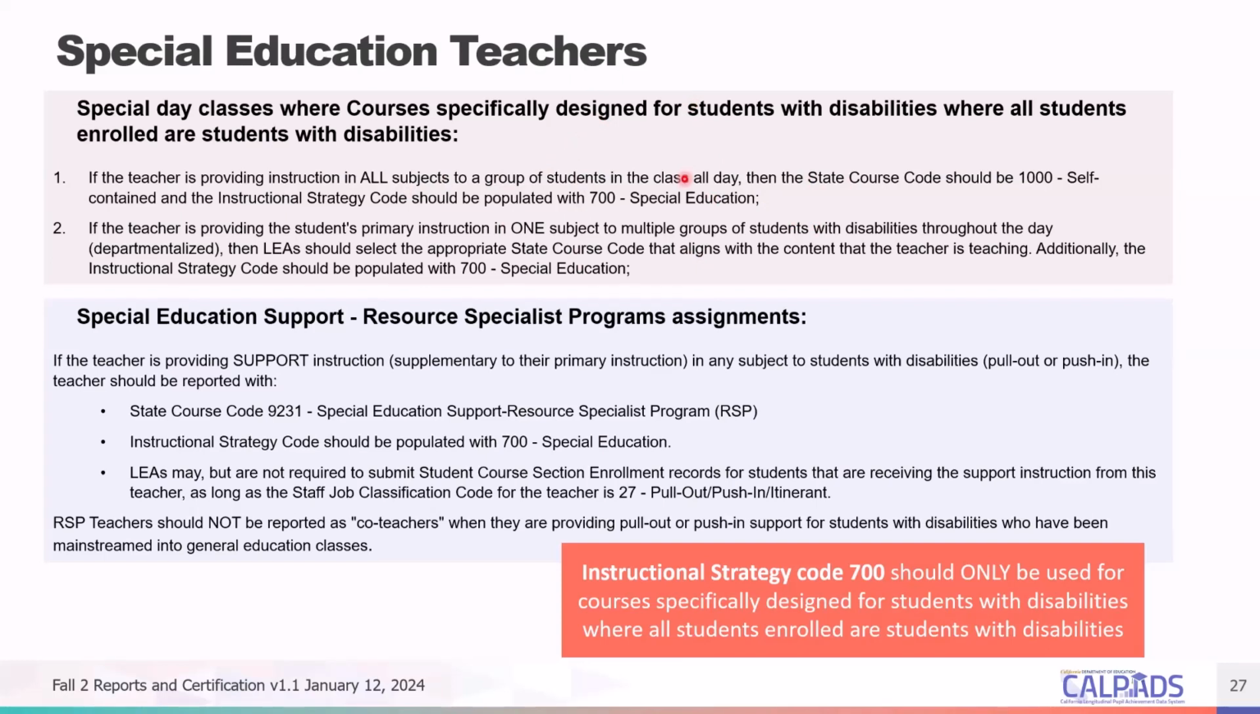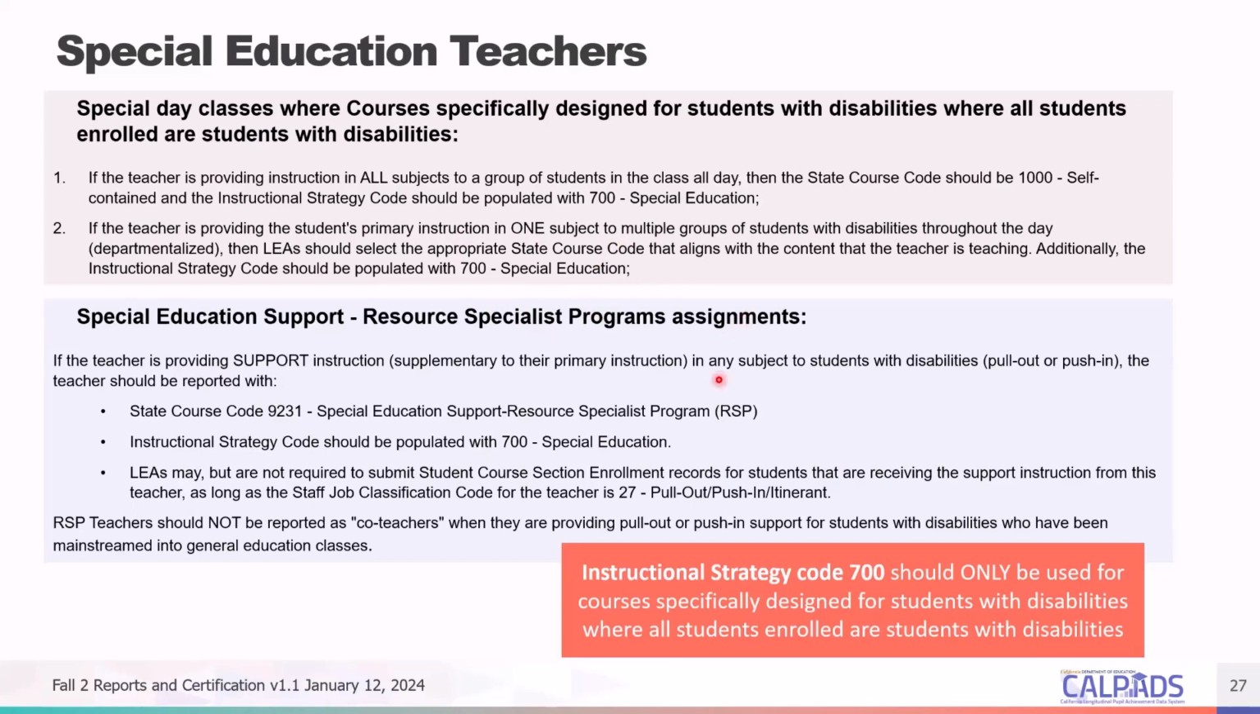And that also applies to departmentalized courses. If a teacher is assigned to a departmentalized course that is specific to SPED students, where the class is not a mixed bag of SPED and regular students, so it is just specific to SPED students, then you have to assign the teacher to a class specific to that departmentalized class and mark the class as a special ed 700.